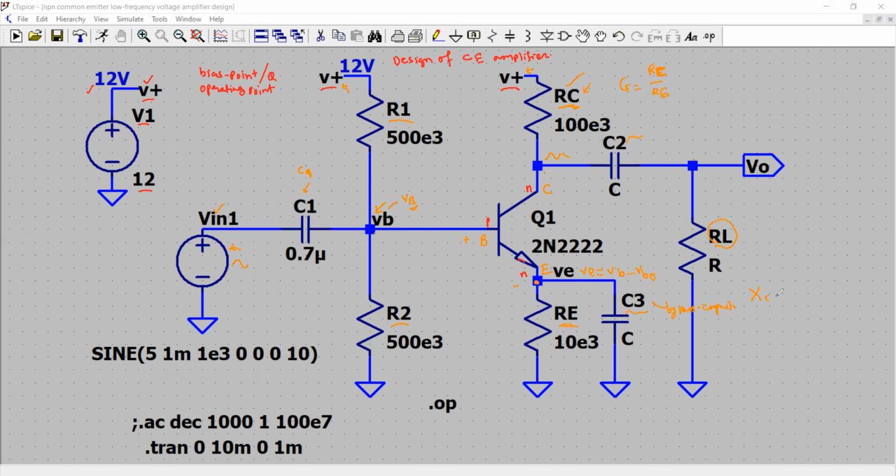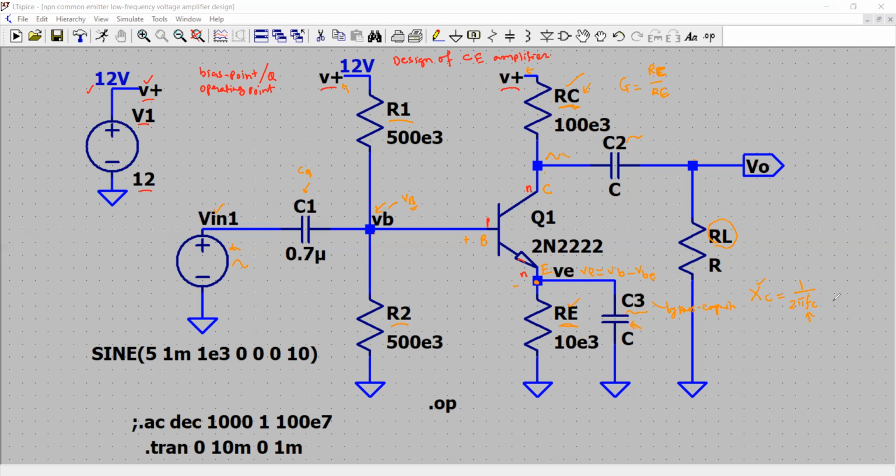The reactance of the capacitor is 1 over 2 pi fC. So if the frequency is 0, that is, when you are processing the signal at DC or very low frequency, then the capacitor acts as infinite reactance. So it acts as an open circuit, as if you don't have it connected there, and your resistor RE is connected from emitter to ground.